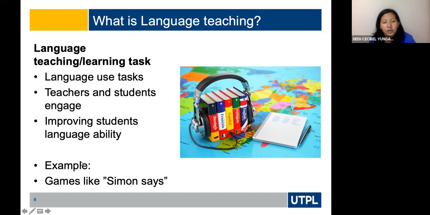Language teaching and learning tasks. Those are tasks that teachers use to engage the students in order for them to improve the students' language ability. In this case, the teacher and the students participate at the same level. For example, one of my favorite games is the game Simon Says, in which the students have to follow the given instructions by the teacher. I think this is a perfect example because the teacher has to interact with the students.